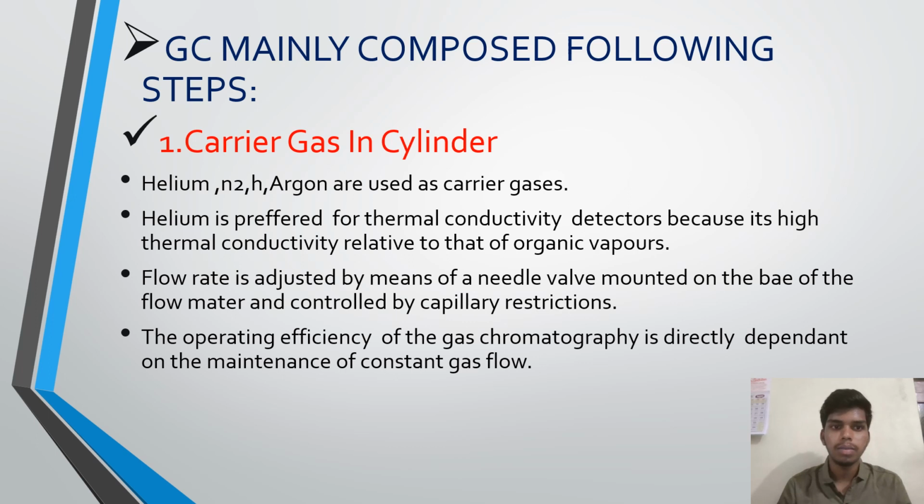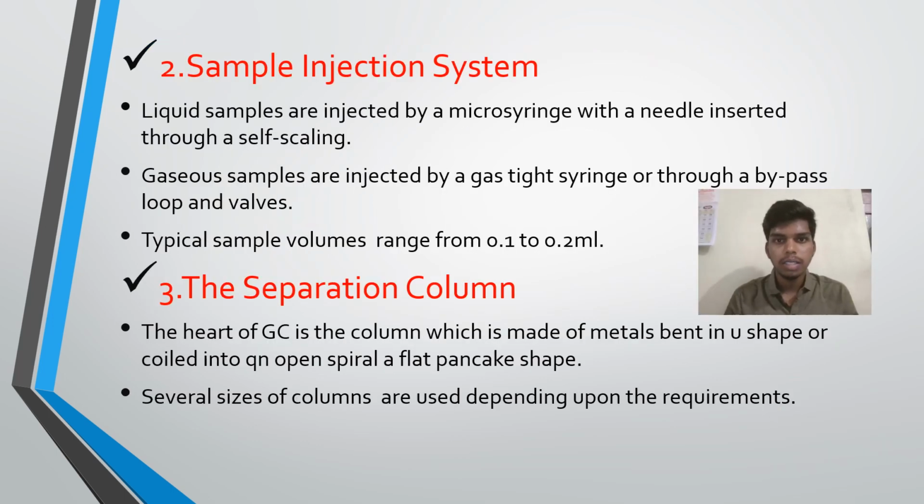GC is mainly composed of the following steps. Carrier gas in cylinder: helium, N2, H2, and argon are used as carrier gases. Helium is preferred for thermal conductivity detectors because of its high thermal conductivity relative to that of organic vapors. Flow rate is adjusted by means of a needle valve mounted on the base of the flow meter and controlled by capillary restrictions. The operating efficiency of the gas chromatograph is directly dependent on the maintenance of constant gas flow.